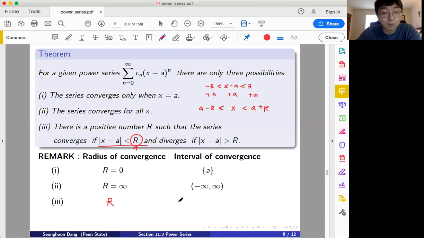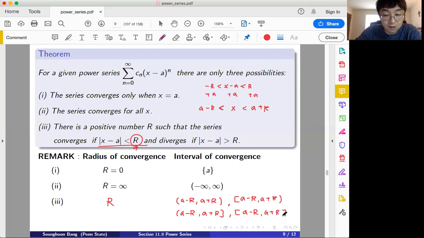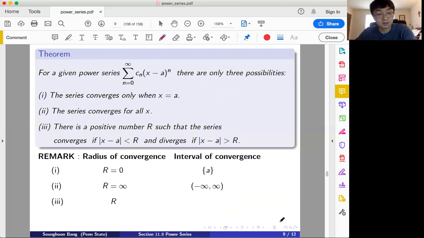So we have possibilities depending on whether endpoints are included or not. If endpoints are not included, we have an open interval, a minus R to a plus R. Sometimes only one side is included. Another possibility is the left-hand point is included, a half-closed interval. The third case is the right-hand point is included. The last one is both endpoints are included, the closed interval from a minus R to a plus R. So we have four possibilities in the third case. This is the whole idea.